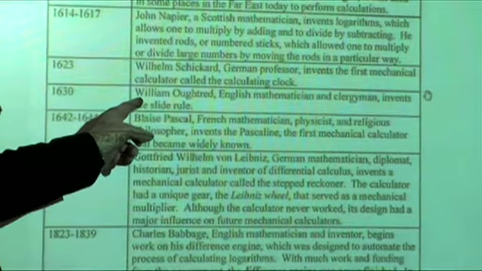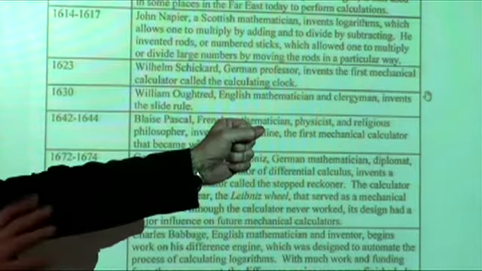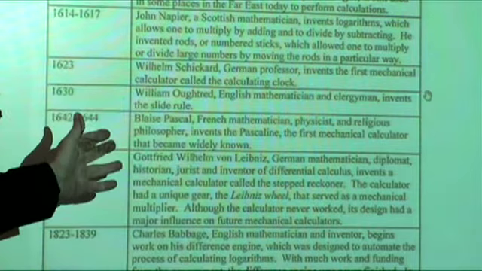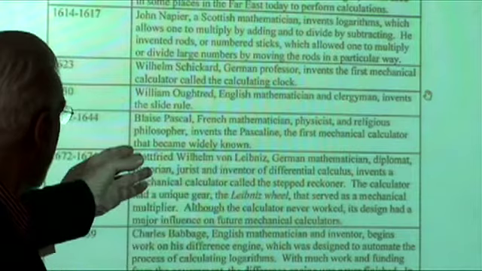And appropriately, Professor Sansky was a great fan of the slide rule. 1642-1644, Blaise Pascal, French mathematician, physicist, religious philosopher, invented something called the Pascaline, the first mechanical calculator that became pretty much well known.